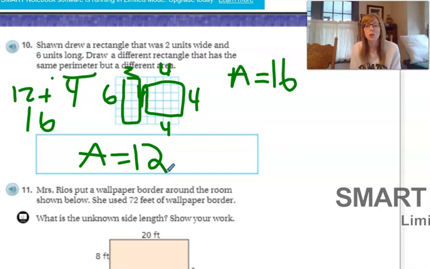So, do we have different areas? Yes. Do we have the same perimeter? Yes. So, we could do 4 times 4, and that would give us our 16. So, each side could have a unit of 4. I hope that makes sense.